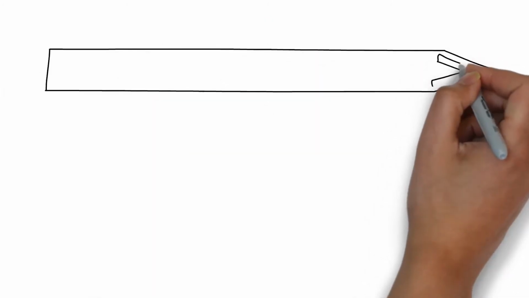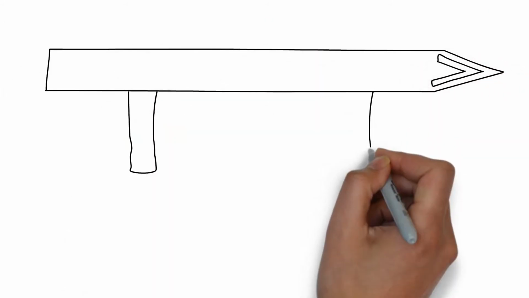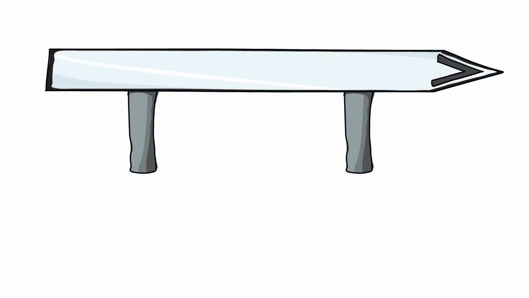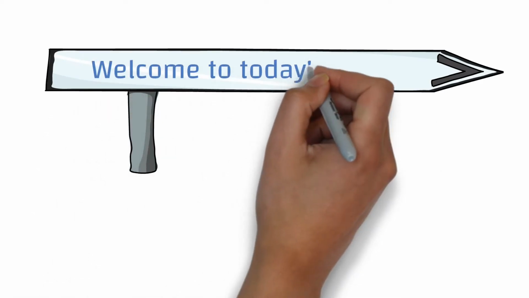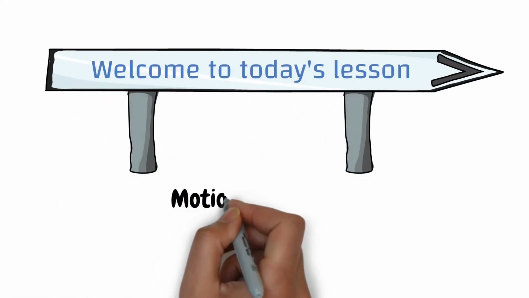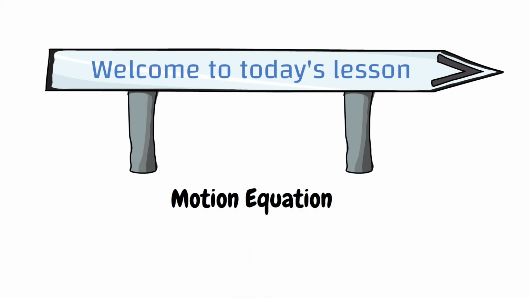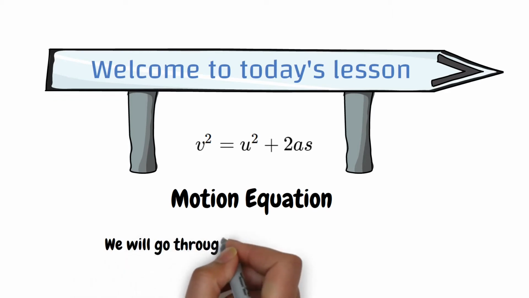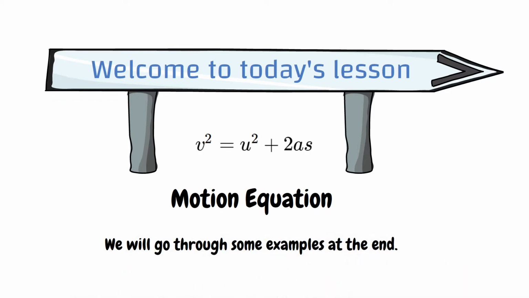Welcome to today's lesson. In this lesson, I will be introducing you to the next motion equation, which will help us calculate the displacement, velocity, and acceleration. If you haven't watched my previous videos about motion, I will put the link below. So the formula we have today is v squared equal u squared plus 2as. We will also go through some examples in this lesson.